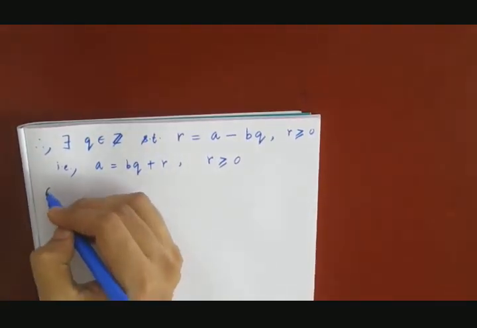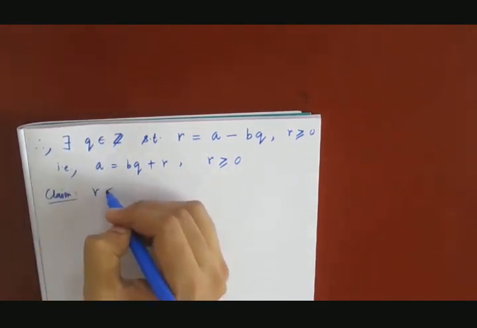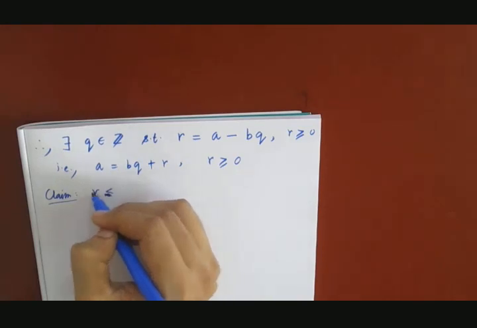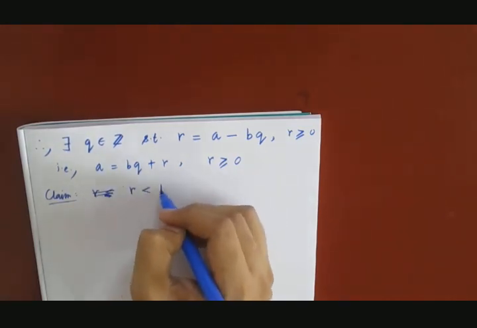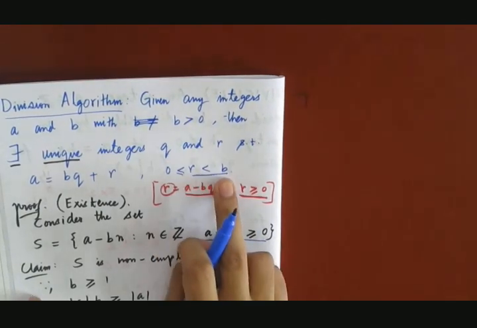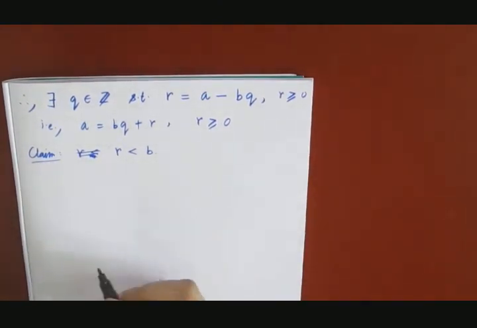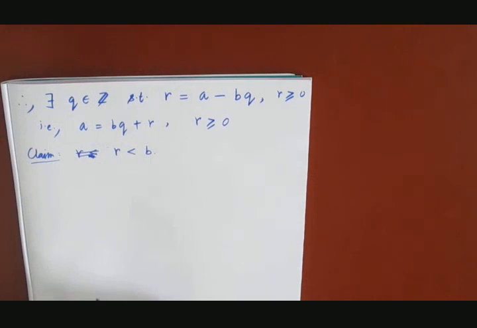So the claim I am claiming is that R is less than B. That is what I have to prove, R less than B. If I am able to prove this, we are done with the existence. So I have to prove this. We will take the contradiction.